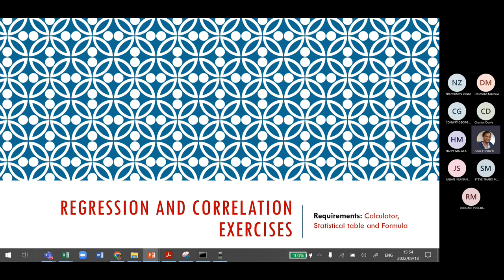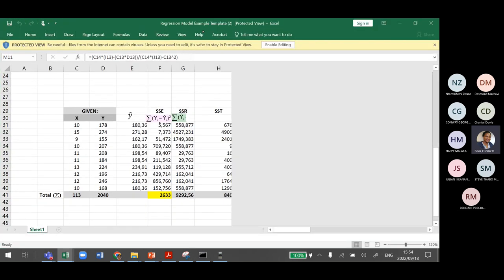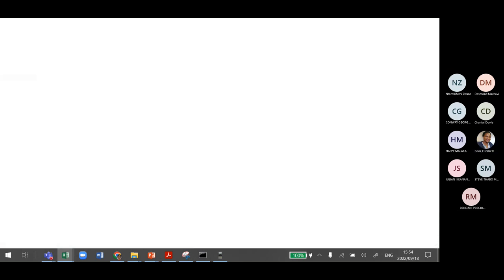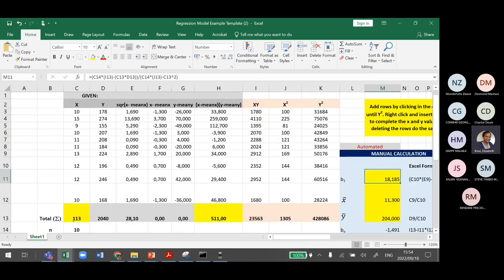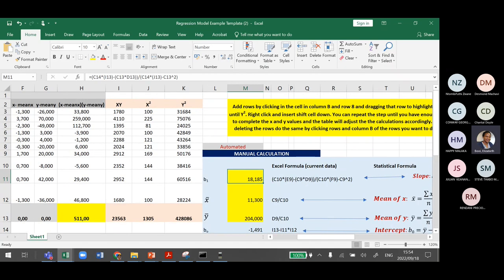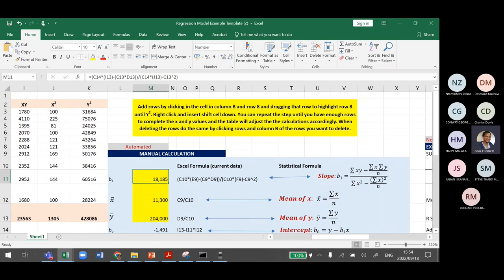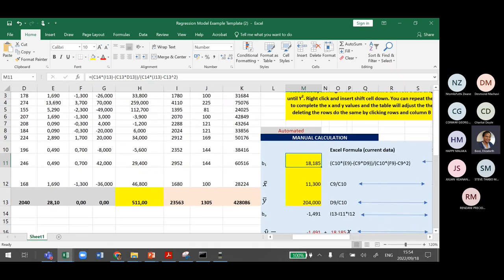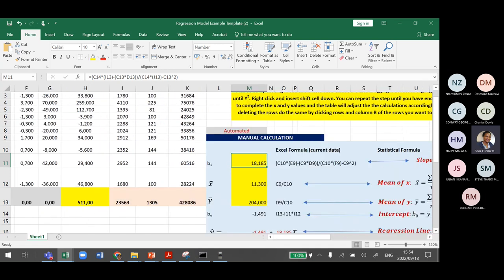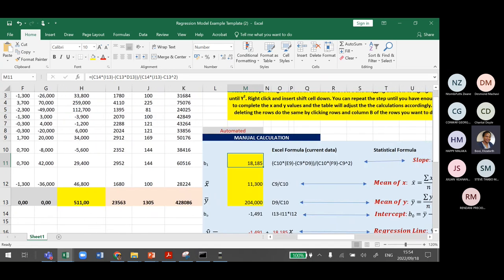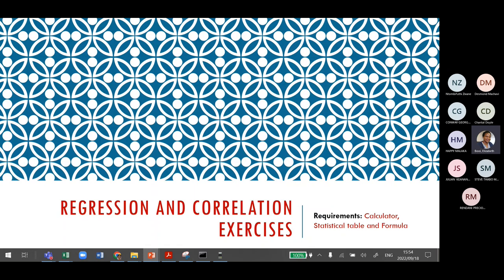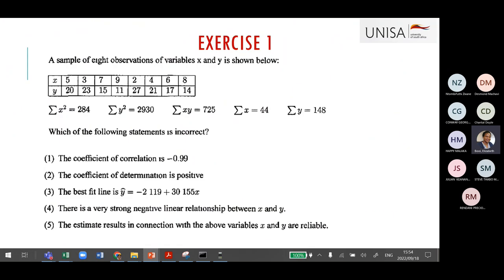Also, you have a template that you can use. If I open the template, it also gives some information in terms of how you use the template correctly without affecting some of these calculations, because most of these calculations are automated. So let's look at the exercises.